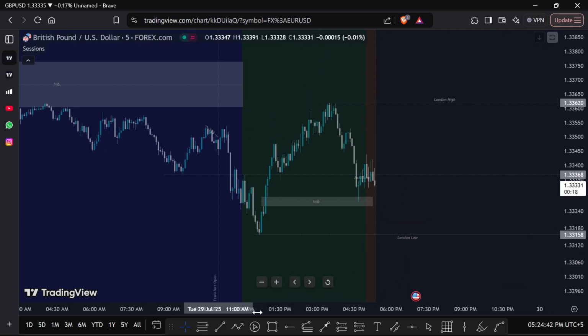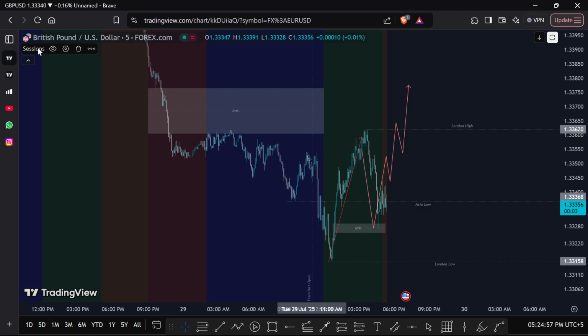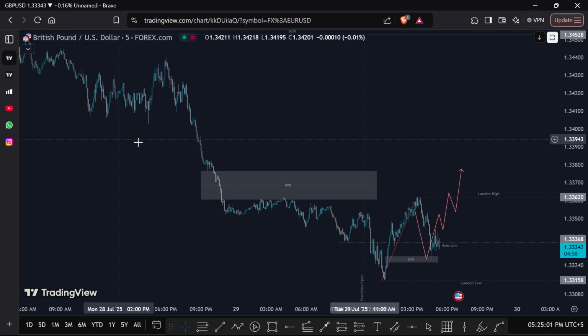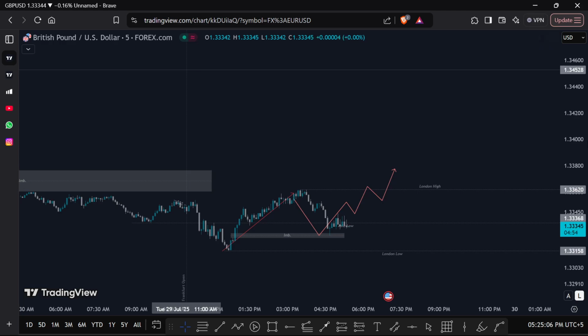London has already made this impulse leg, and now it is retracing into the impulse leg, filling out the M5 imbalance. And now what the New York session can potentially do is go to the upside, and that's our bias for today. We are potentially going to see some bullish impulses in the market today in the New York session. So that's what it feels like.